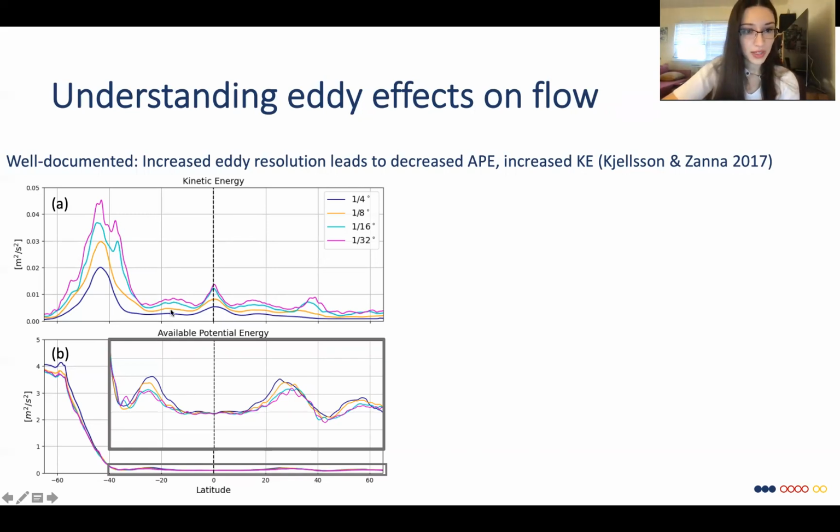So here I'm showing the kinetic energy and APE, and you can see that for the 1/4 of a degree case, the kinetic energy is almost half that compared to the high resolution 1/32 of a degree case. When we look at the available potential energy, it's a similar story: in the 1/4 of a degree case, we have the highest APE throughout the domain, and the APE decreases as we move to higher resolutions.